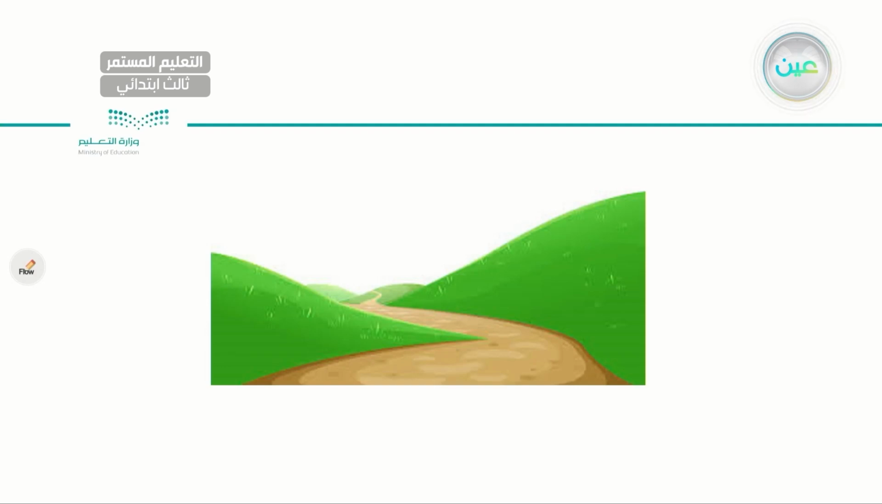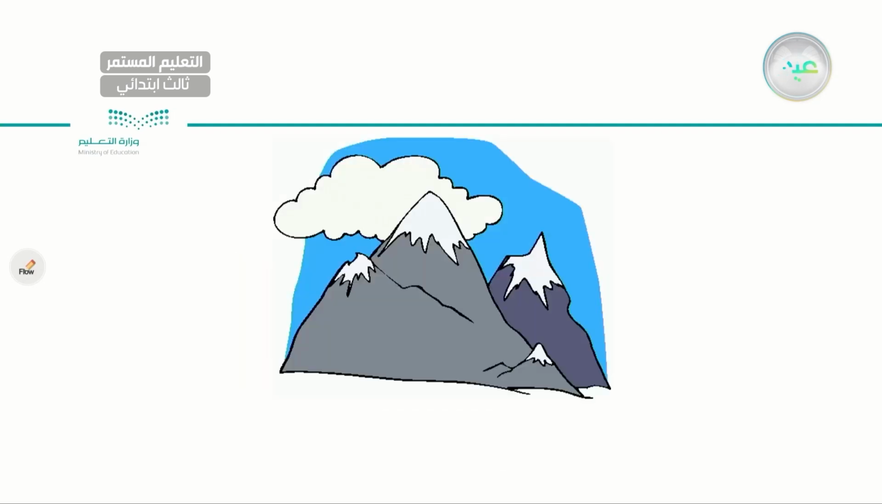Next, how about this one? Now, as you can see, it's a road between two hills. What I have here is a valley. What's a valley? It's the way between two hills. So here I have a valley.